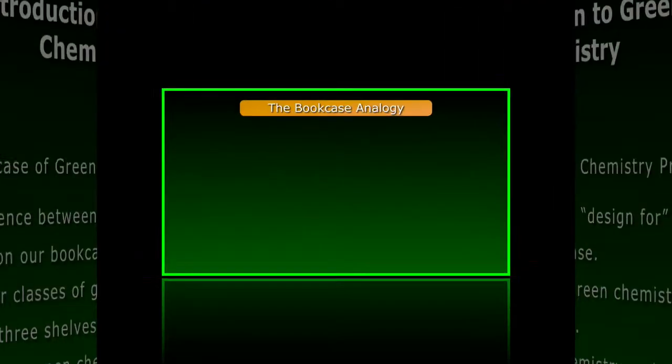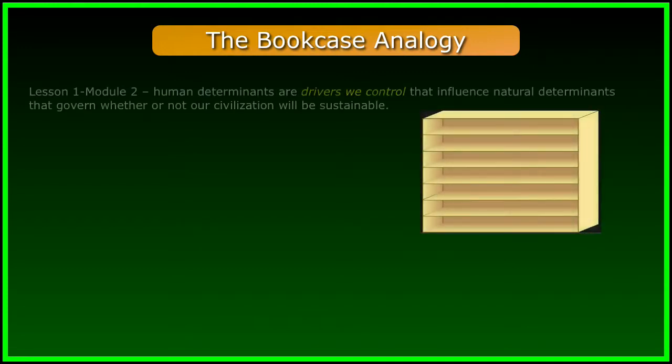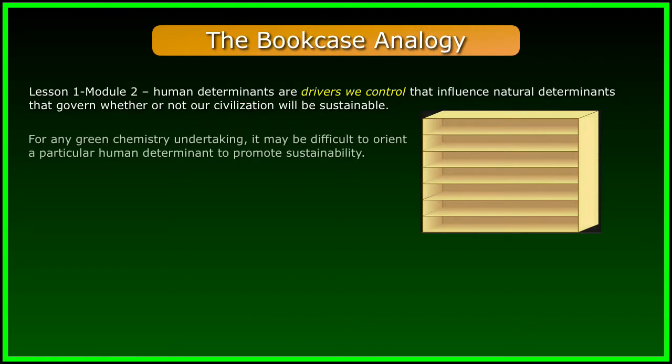Now let us consider some details of the bookcase analogy. Remember from Lesson 1, Module 2, that human sustainability determinants are drivers we control that influence the natural determinants that govern whether or not our civilization will be sustainable. For any green chemistry project on any shelf, it may be difficult to orient any particular human determinant to promote sustainability in the natural determinants affected by the hazardous product or process. Usually the underlying reason is the expense, the cost of making a change.